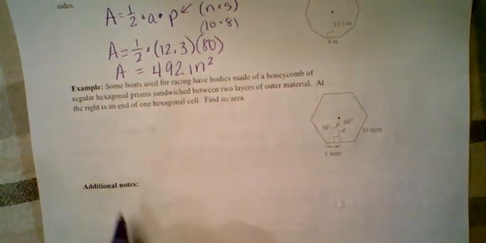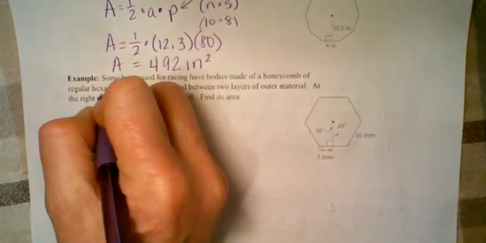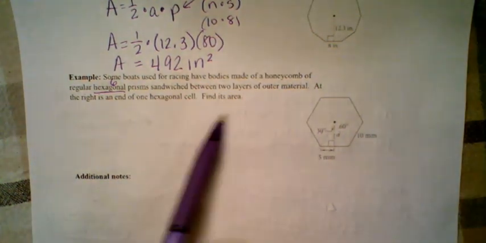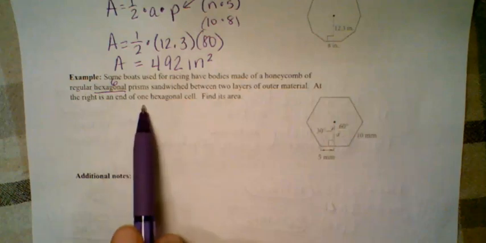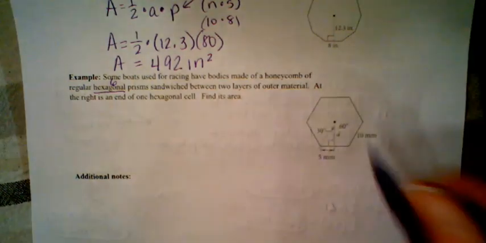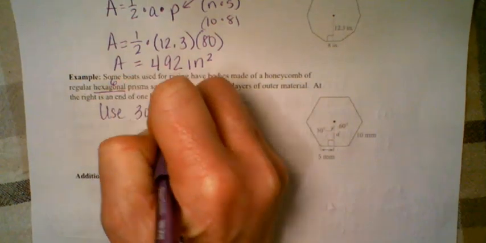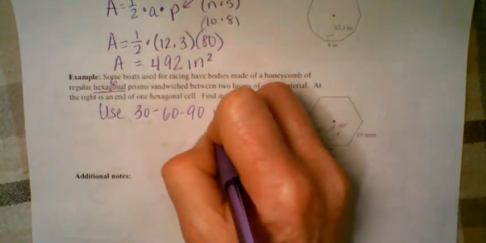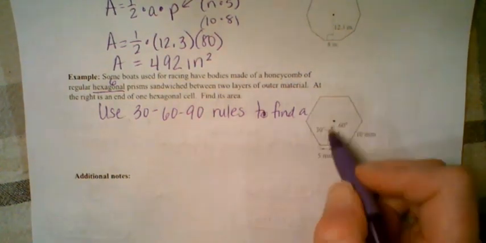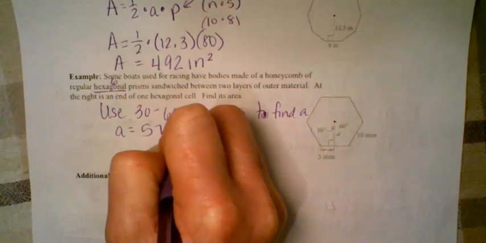Down here, it says some boats used for racing have bodies made of a honeycomb of regular hexagonal, so hexagonal, 6, prisms sandwiched between 2 layers of outer material. At the right is the end of one hexagonal cell. Find its area. All right, well, first of all, we need to find the apothem, which it looks like is a 30, 60, 90. Okay, so use 30, 60, 90 rules to find A. Well, it looks like the short leg is 5, so the long leg would be 5 square root of 3.